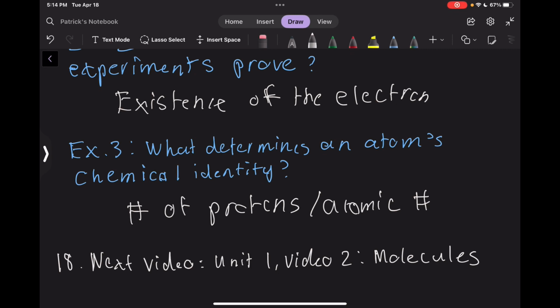Just to give a quick example here, if an oxygen atom, which has 8 protons, somehow managed to lose one of its protons, it would stop being an oxygen atom and would instead become an atom of nitrogen, because nitrogen has an atomic number of 7 on the periodic table.